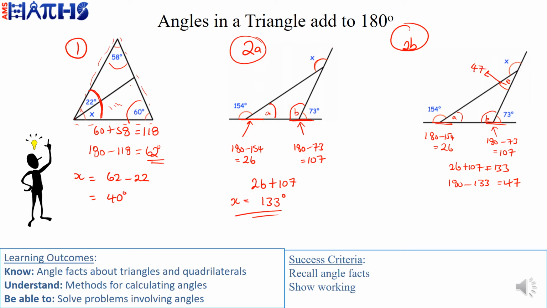Now C and X are angles on a straight line, so what we'll have to do is just do 180 minus 47, and that's going to give us 133, and that will give us X. So we've gotten the same answer, but in part 2b we had a few extra steps, but it doesn't matter as long as we get to the final answer.